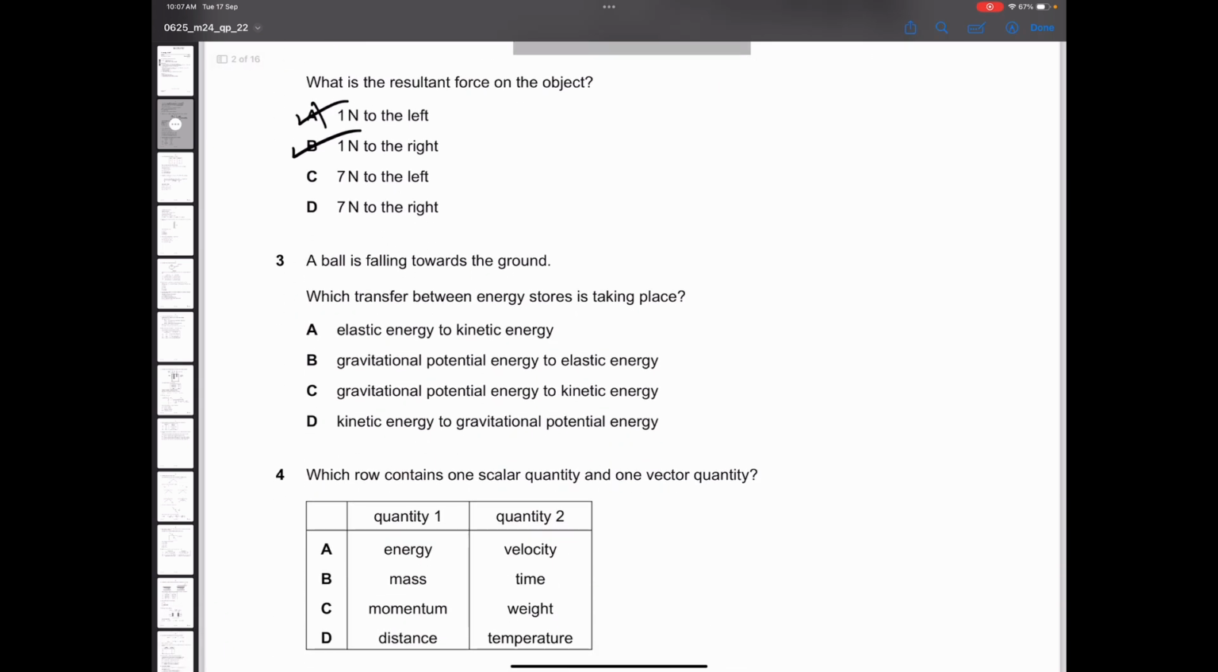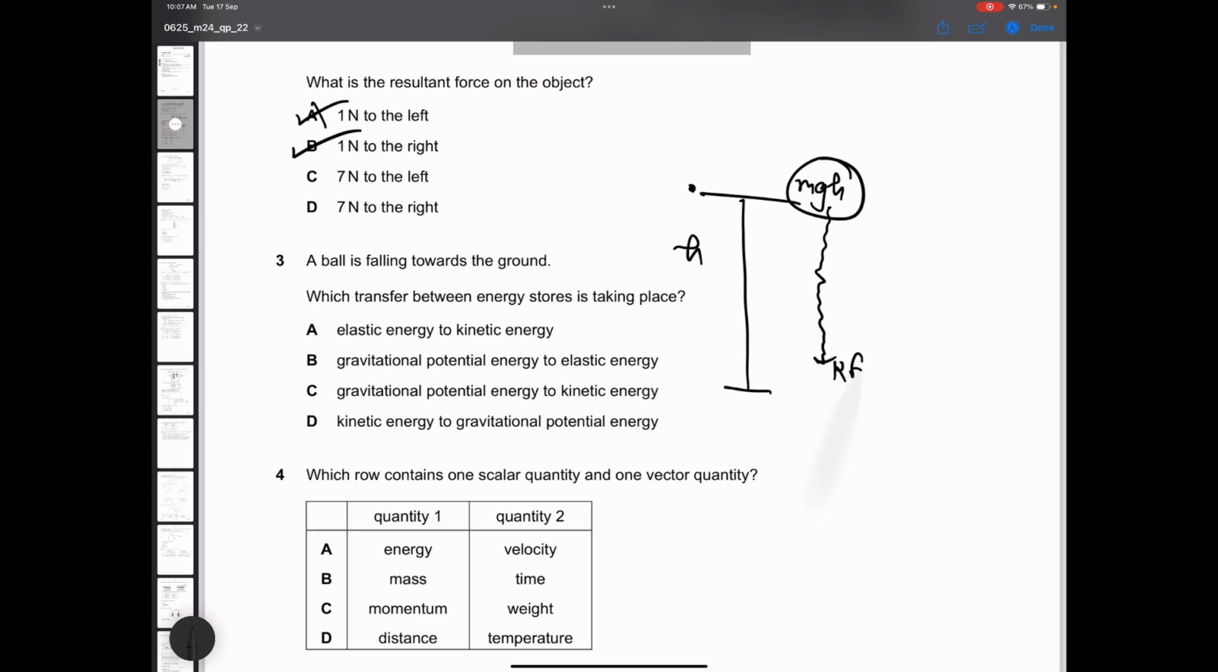A ball is falling towards the ground. Which transfer between energy stores is taking place? As the ball is falling towards the ground, it is definitely at some height h. So at this point it mainly has gravitational potential energy, but as it is going down, the gravitational potential energy is getting converted to kinetic energy. So the correct answer will be option C.